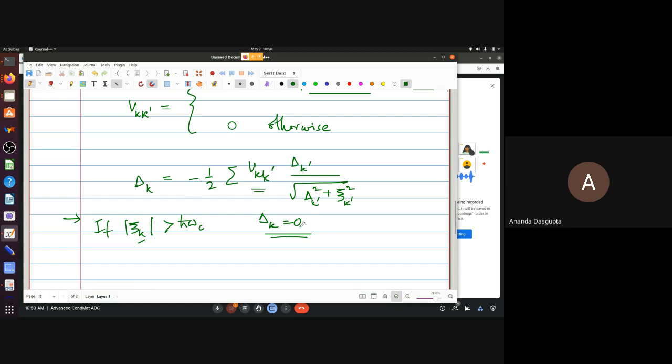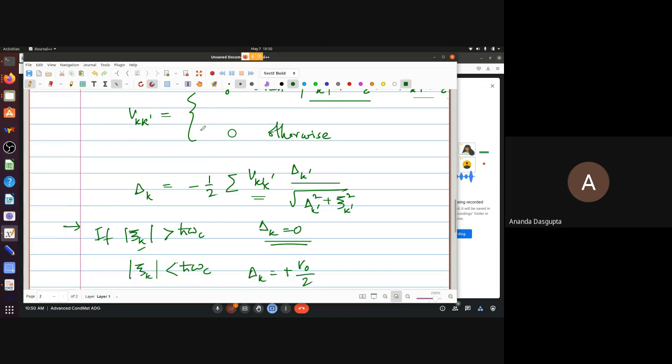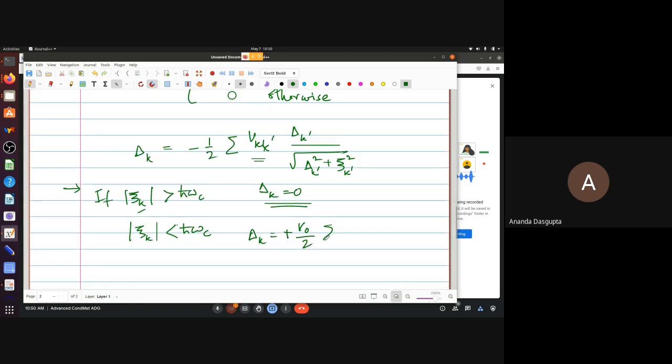But what happens if k is such that mod xi k is less than h cross omega c? Then delta k obeys this equation, right? Equal to minus half, okay, V0 by 2. I've taken the minus V0 out. Remember, that's minus V0 then. Sum over k prime.